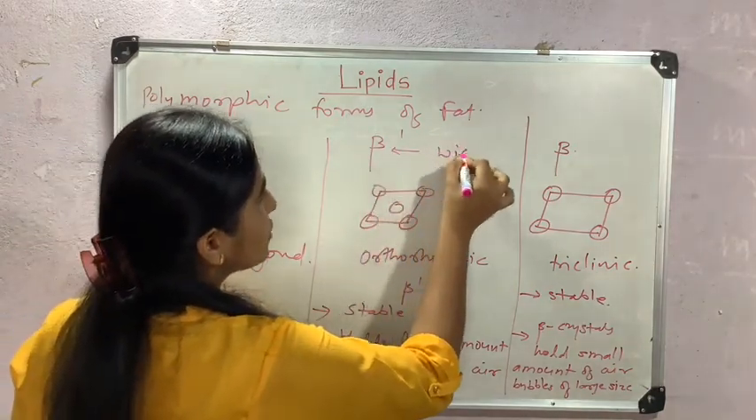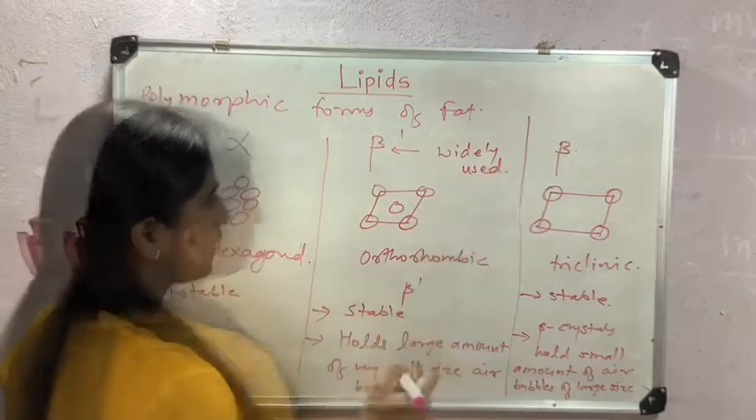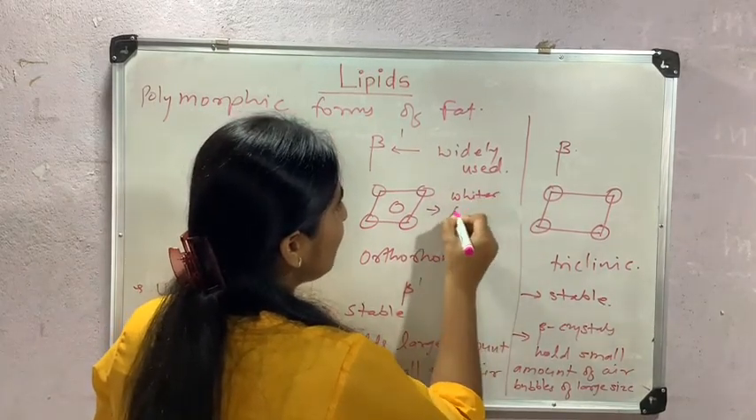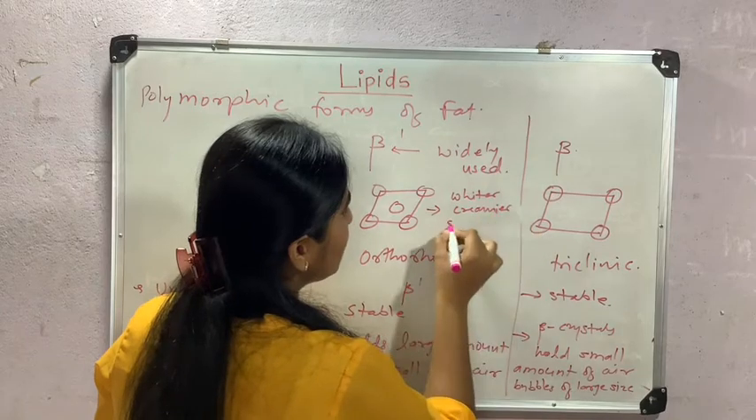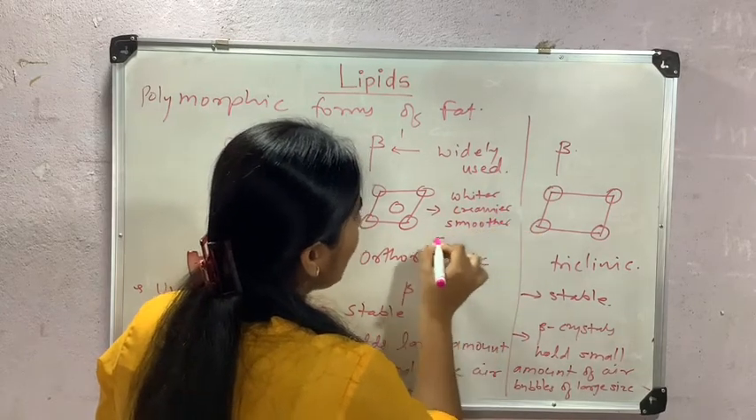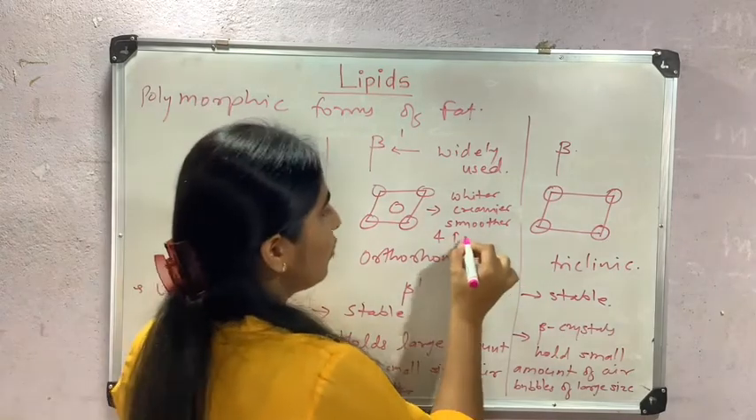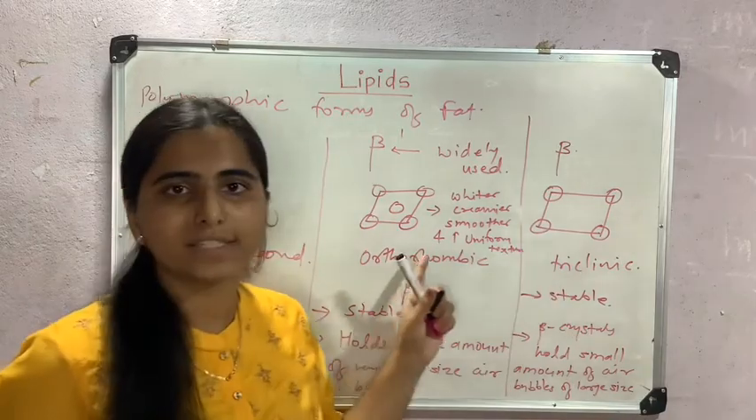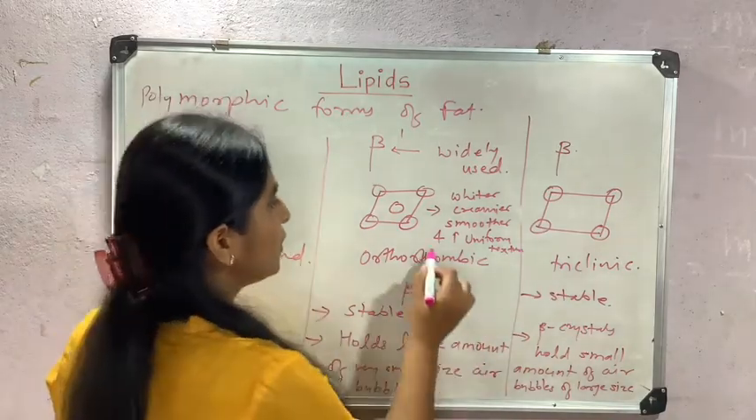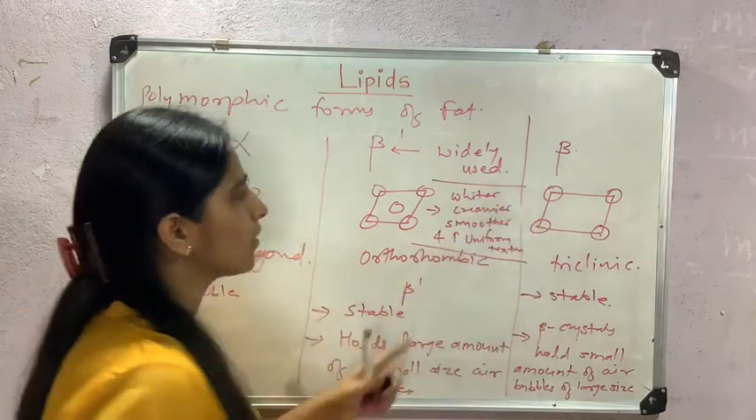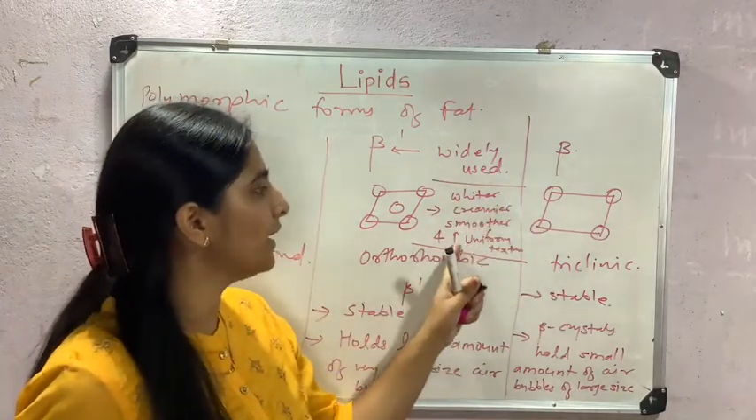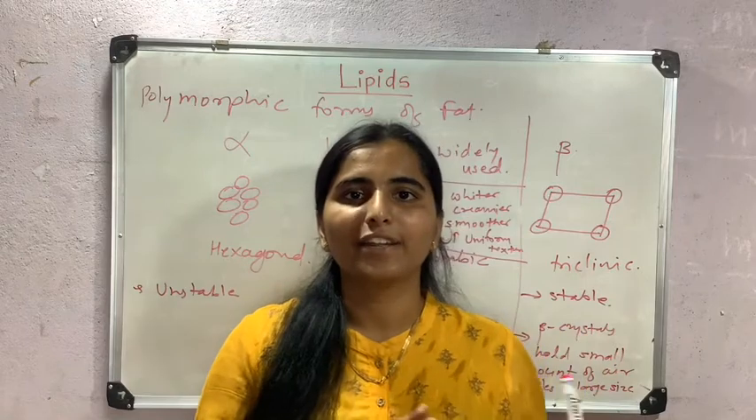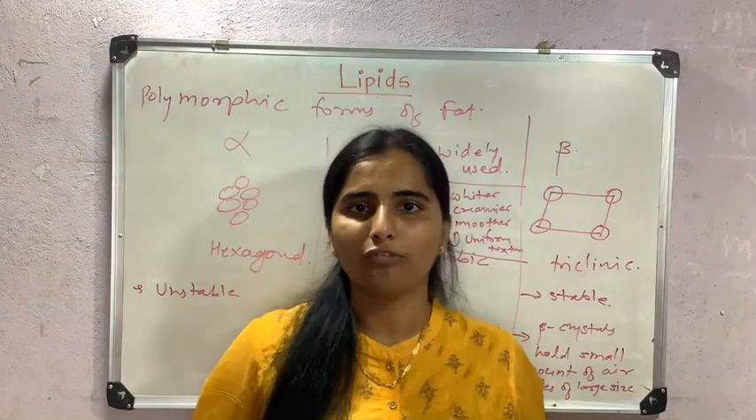Actually this type of fat is widely used, to give whiter, creamier, smoother and more uniform texture. These beta dash crystals of fat are used in bakery products to achieve this, to get a product whiter, creamier, smoother and with more uniform texture.